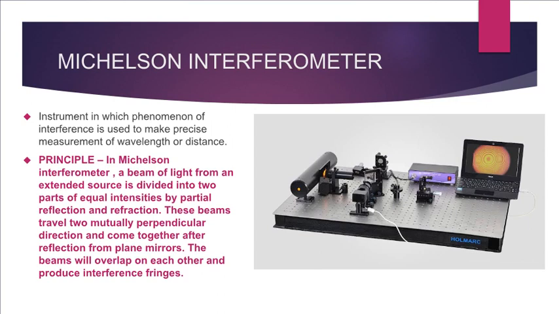The phenomenon of interference is used to make precise measurement of wavelength or distance. In Michelson interferometer, a beam of light from an extended source is divided into two parts of equal intensities by partial reflection and refraction. These beams travel in two mutually perpendicular directions and come together after reflection from plane mirrors. The beams will overlap on each other and produce interference fringes.